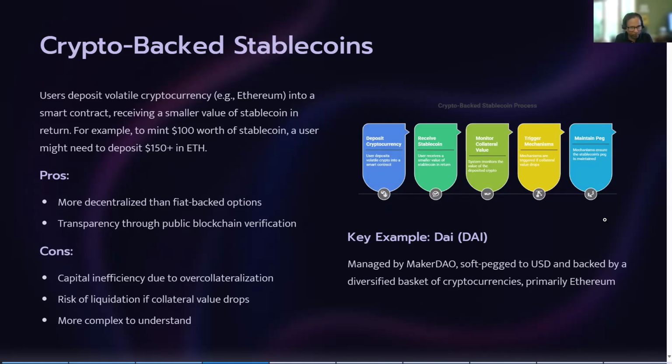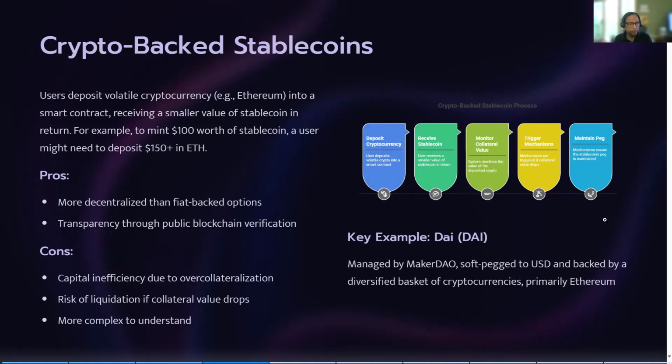And also there is transparency through public blockchain verification. Since this verification happens within the public blockchain, and Ethereum has been around for many years with a lot of transactions happening, it is a well-known blockchain. So any stablecoin created through Ethereum is going to be valid.